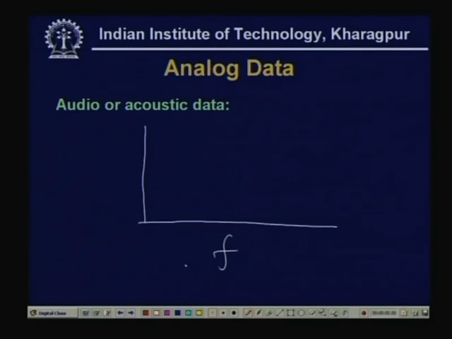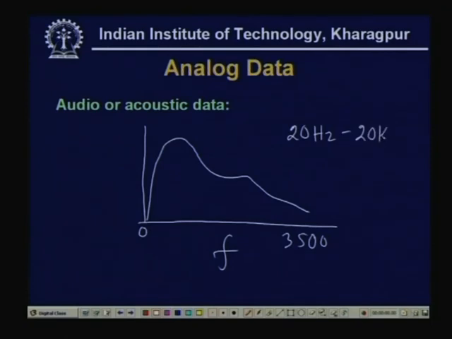F, and the signal strength usually lies in the range of maybe 0 to 3500. A significant portion of the signal lies in this frequency range. However, as we know, a voice or music can have any signal between 20 hertz and 20 kilohertz. However, our ear is more sensitive to this range of the signal, that means 0 to 3500, and most of the voice communication takes place within this range.